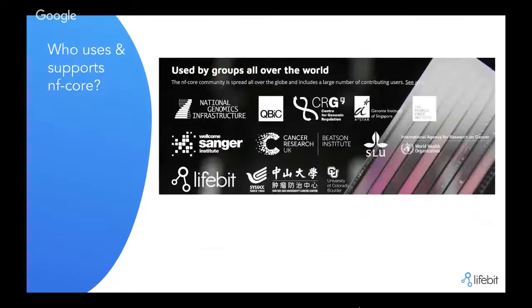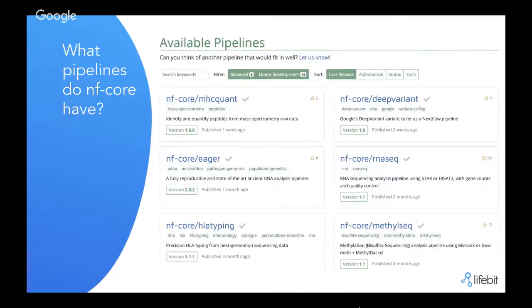Yeah, and so you can see here, these are all the companies that currently use and support nf-core, and LifeBit is one of them. And in terms of the pipelines that nf-core has, currently they've released 6 pipelines. So we're quite pleased that DeepVariant is one of them. And then they also have these 5 other pipelines, which I'd thoroughly recommend testing.